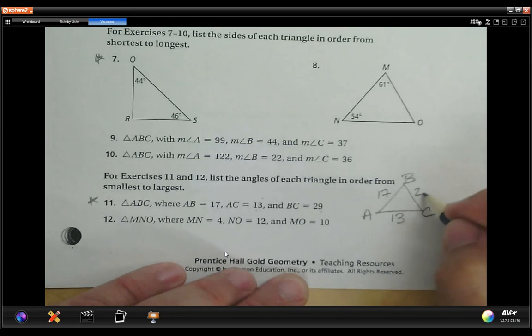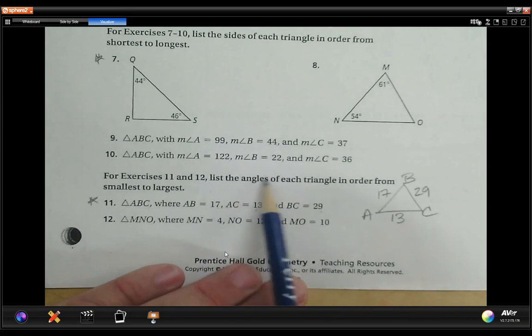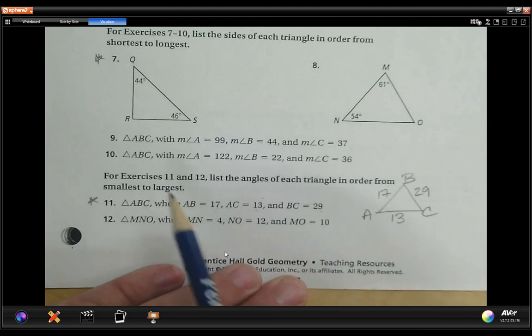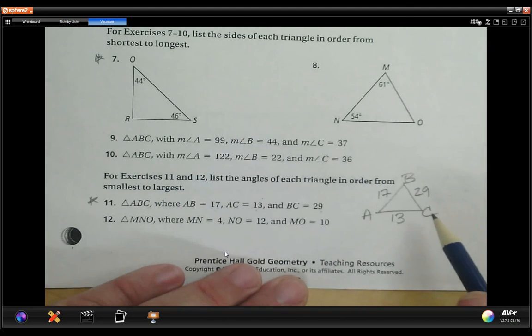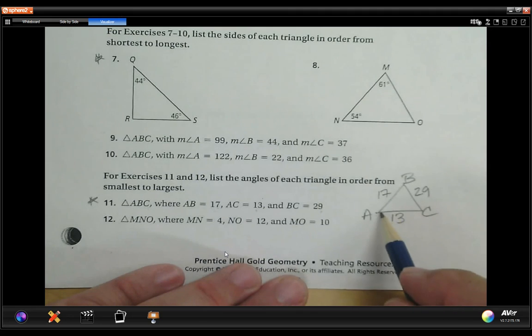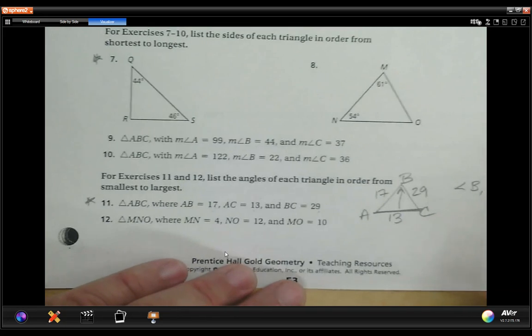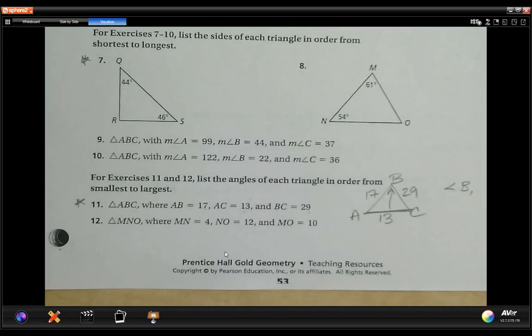And BC is 29. Now it's saying list the angles of each triangle in order from smallest to largest. So the smallest angle is going to be across from the smallest side. This is my smallest side right here, which means that my smallest angle would have to be B. And then you just go ahead and list out the other two angles that would come next, okay? So it gives you an idea of how to do that one as well.